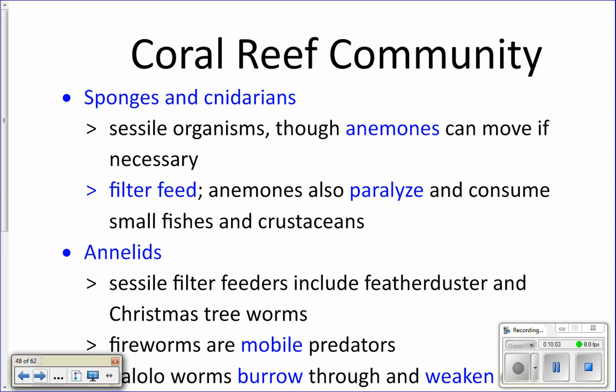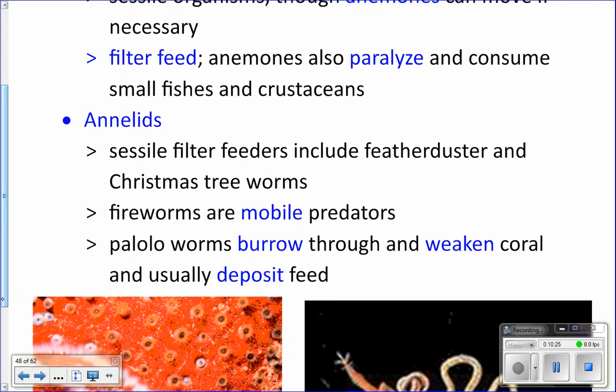Cnidarians, obviously you have cnidarians in coral, but you also get lots of anemones that will live on the reef. Big anemones that house clownfish. They have symbiotic relationships with clownfish. So you will find lots of anemones on reefs, and they will be suspension feeders, eating little fish and stuff like that. Annelids, worms, okay, they are going to be a bunch of different feeding types.